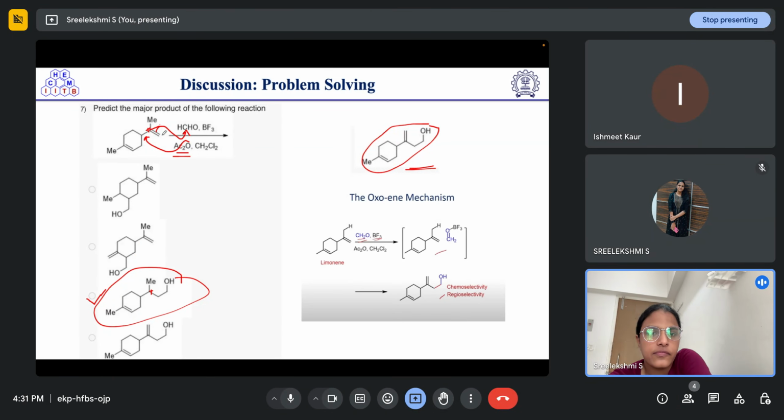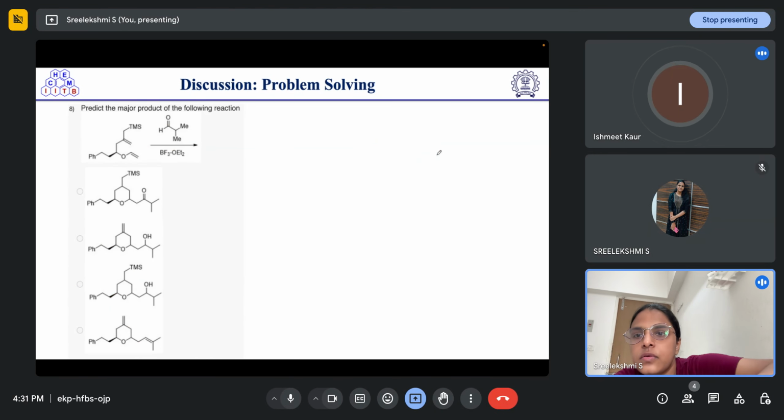Here is the mechanism. This is the Prins reaction, so we can say the mechanism is an oxo-ene mechanism. First BF3 will coordinate with this formaldehyde, then the alkene will attack here, and then as we said, this acetic acid molecule will be eliminated to give this compound. So this is the next question. Predict the major product of the following reaction. Here also two alkenes are there. Then this aldehyde is there, and BF3 etherate, which is also a Lewis acid.